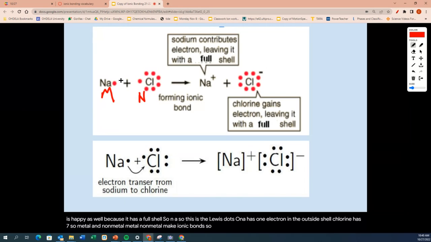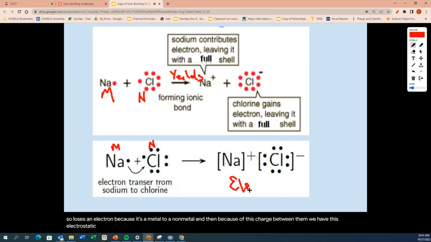So once it loses its electron, this arrow means yields. Spelled that wrong. So it loses an electron because it's a metal to a nonmetal. And then because of this charge between them, we have this electrostatic attraction.